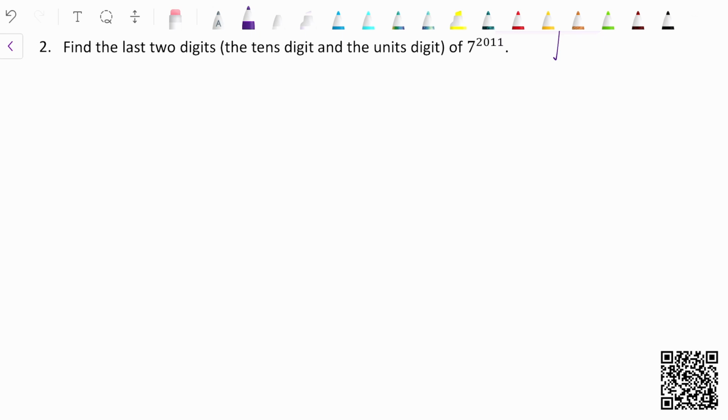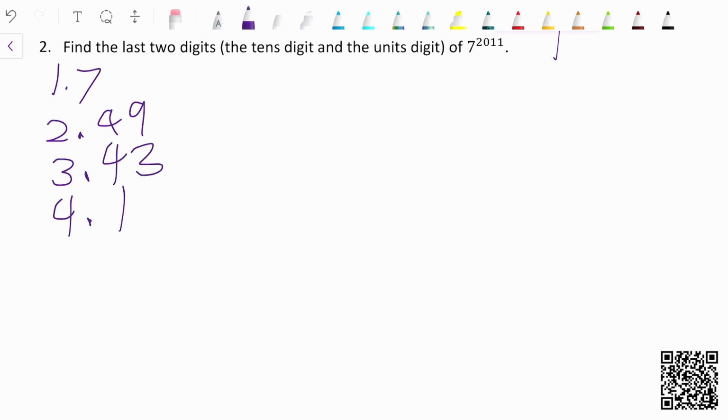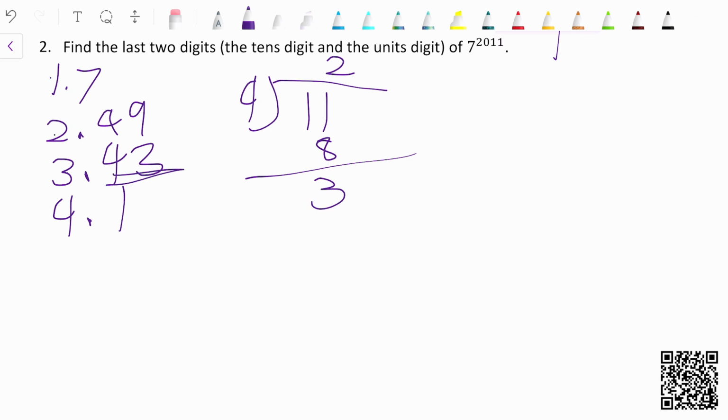But our pattern goes like: 7 to the 1 is 7, 7 squared is 49, obviously, 7 cubed ends in 43, and 7 to the 4th ends in 01. And then, of course, it repeats again from 7. Now we divide. Since 2000 is obviously already divisible by our pattern length of 4, we can just go straight to the 11. So 11 divided by 4 is 2 remainder 3. And we count down 1, 2, 3, which means that the last two digits are going to be 43.